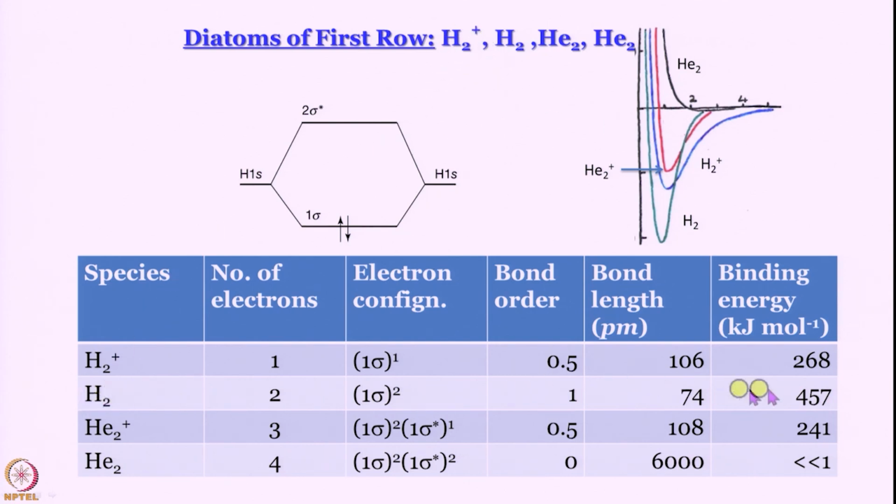So, H2 plus we have discussed already, H2 we have discussed already. What are the bond order and bond length? H2 plus has a bond order of half because you have only one electron in the lower energy molecular orbital. H2 has a bond order of 1 and look at the bond length. Experimentally determined bond length is 106 picometer for H2 plus, only 74 picometer for H2.